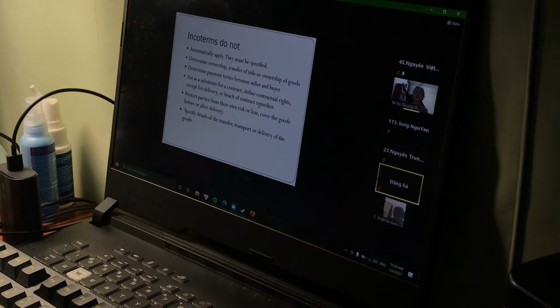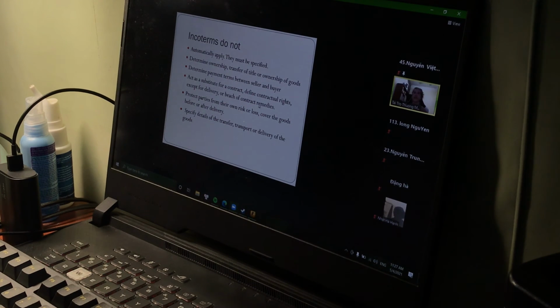Incoterms do not determine the payment term between seller and buyer. Payment term, I just explained some seconds ago that we have some different payment methods. For example, you use Incoterms, but you can use open account as a method of payment. You can use remittance as a method of payment. You can use collection as a method of payment. So Incoterms do not determine payment terms.